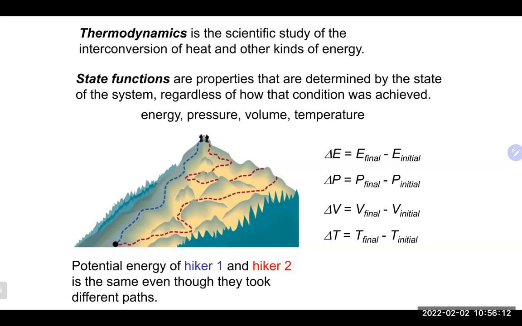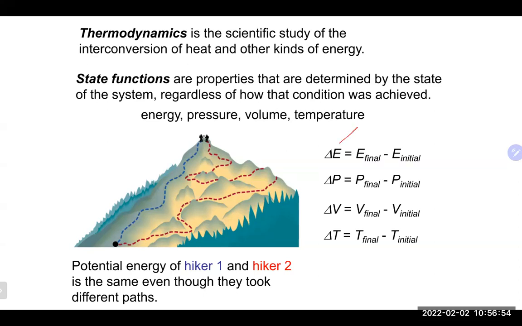Oftentimes people have the misconception that all reactions occur in a one-step deal. It's like boom to boom and it's done. And that's not really the case. There are lots and lots of reactions that take many individual steps to get you to the end product. And because energy is a state function, you could add up all those steps and they should all end up in the same spot. That's why a lot of things we look at are calculated by final state and initial state.